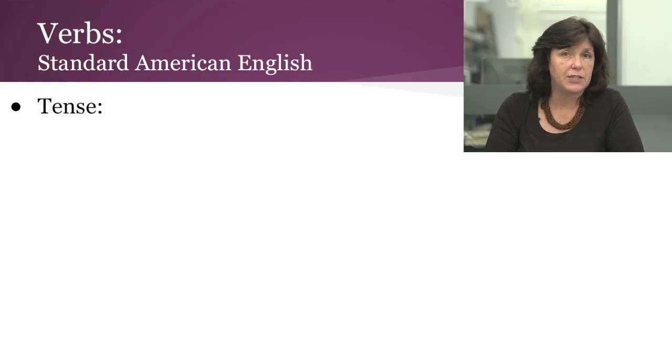Verbs can also vary in tense or how they express time. There are three basic tenses in Standard American English: past, present, and future. Past tense verbs express actions, states of being, or occurrences that have happened in the past. Present tense verbs express actions, states of being, or occurrences that are happening now, and future tense expresses actions, states of being, or occurrences that will happen. Each verb tense, past, present, or future, can take on three different forms called the simple, progressive, and perfect forms. Let's start with the past first.